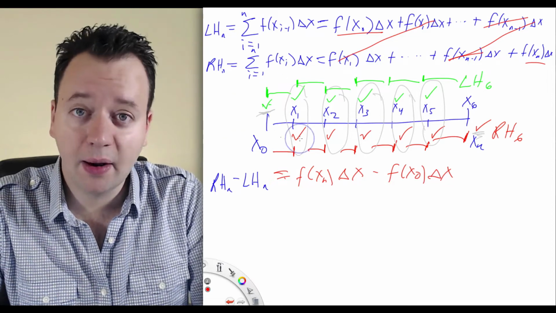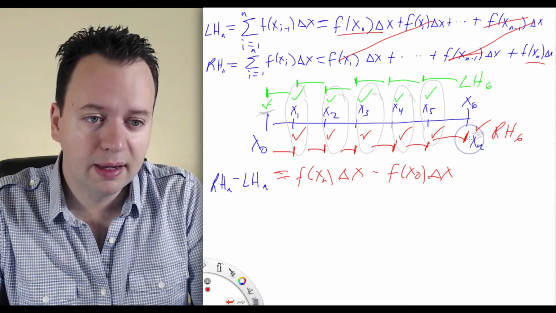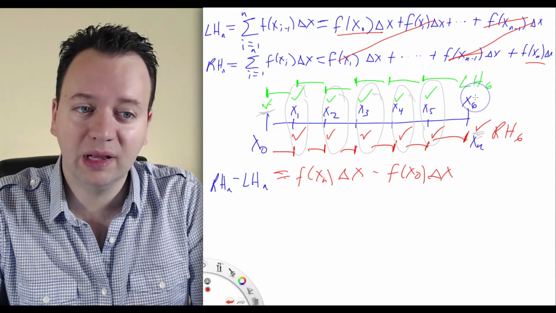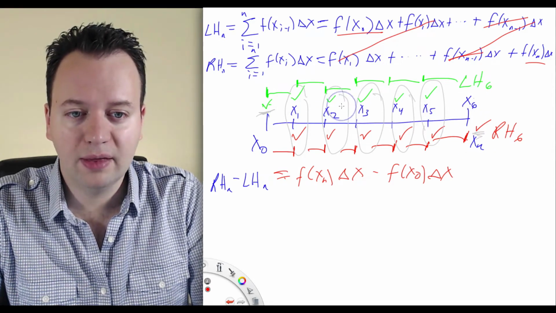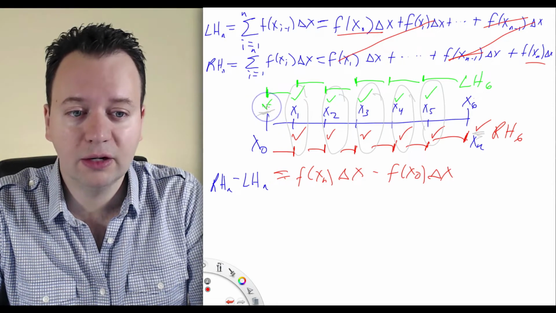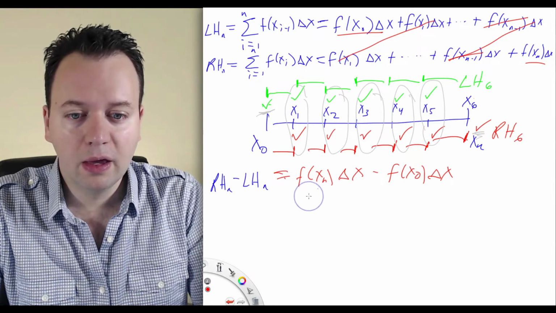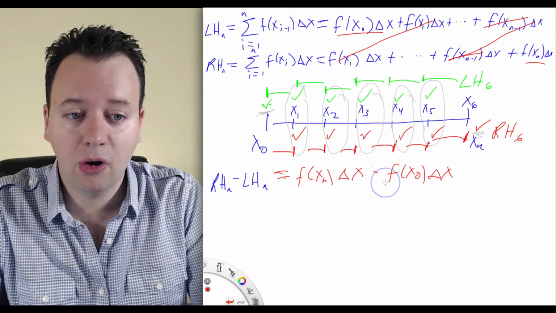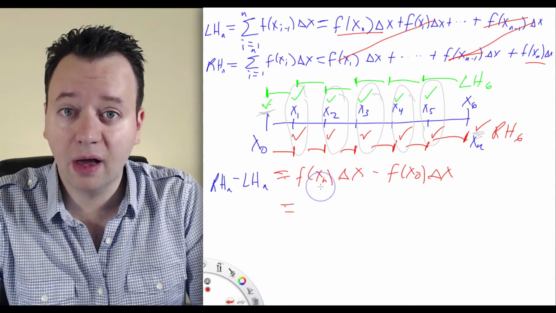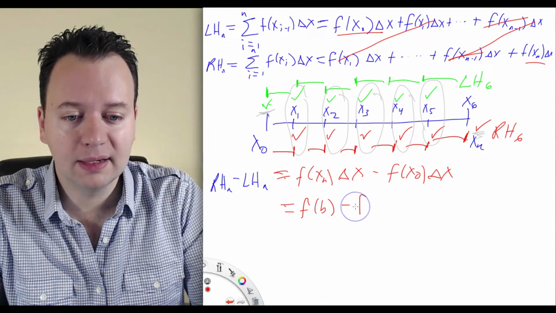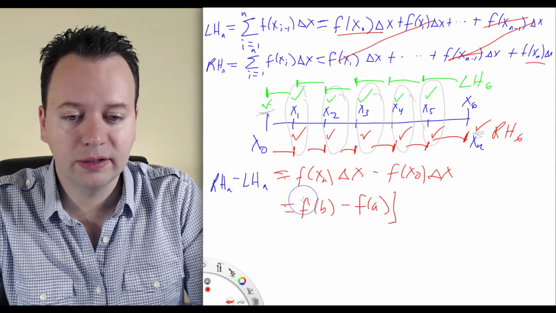And you can also see that with this example with 6 subintervals. Right-hand Riemann sum has f evaluated at x6, but left-hand Riemann sum doesn't. These ones are in common, and then the left hand has one f evaluated at x0 where the right hand doesn't. So we get f of x6 minus f of x0 all times delta x. Now xn is always equal to b. So we get f of b minus f of a, and then all times delta x.